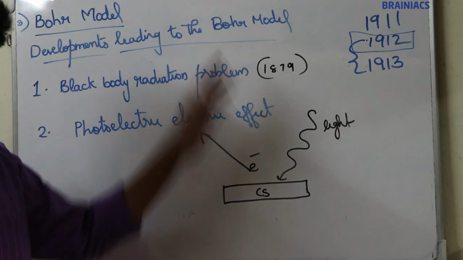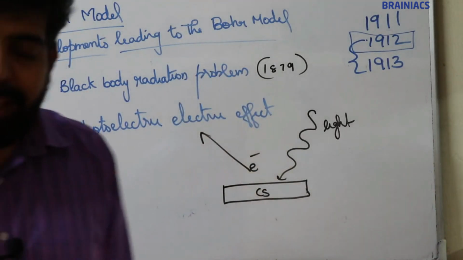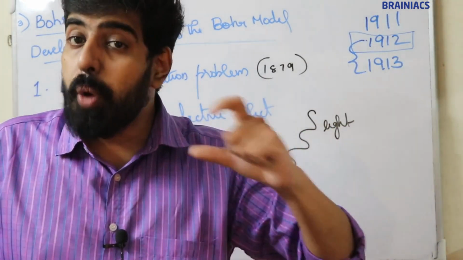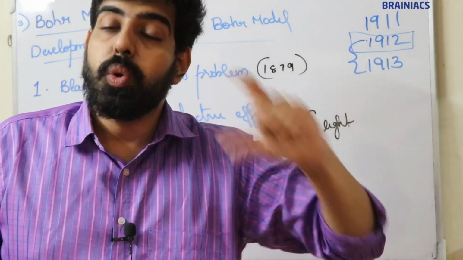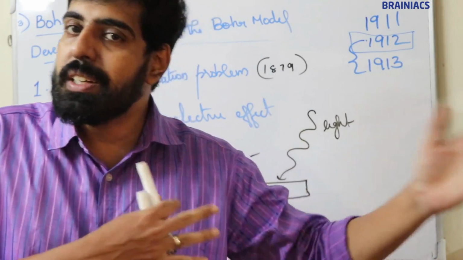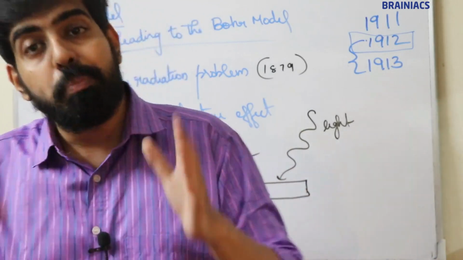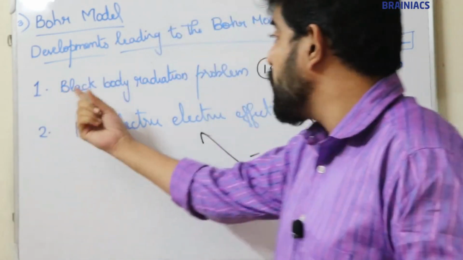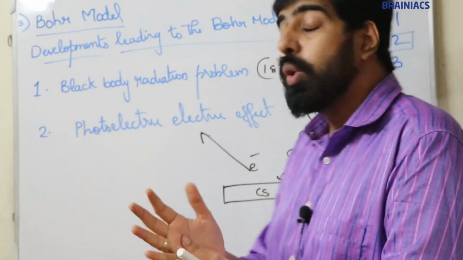These two problems are explained by using Planck's quantum theory, which we will discuss later. So these are the two big problems faced by science at that time. First one is the black body radiation problem, and second one is the photoelectric effect.